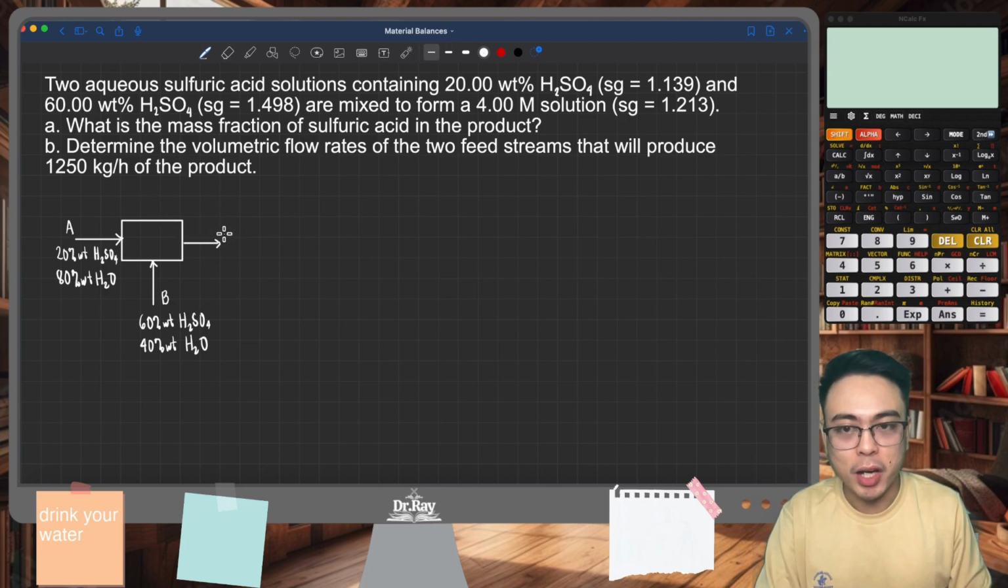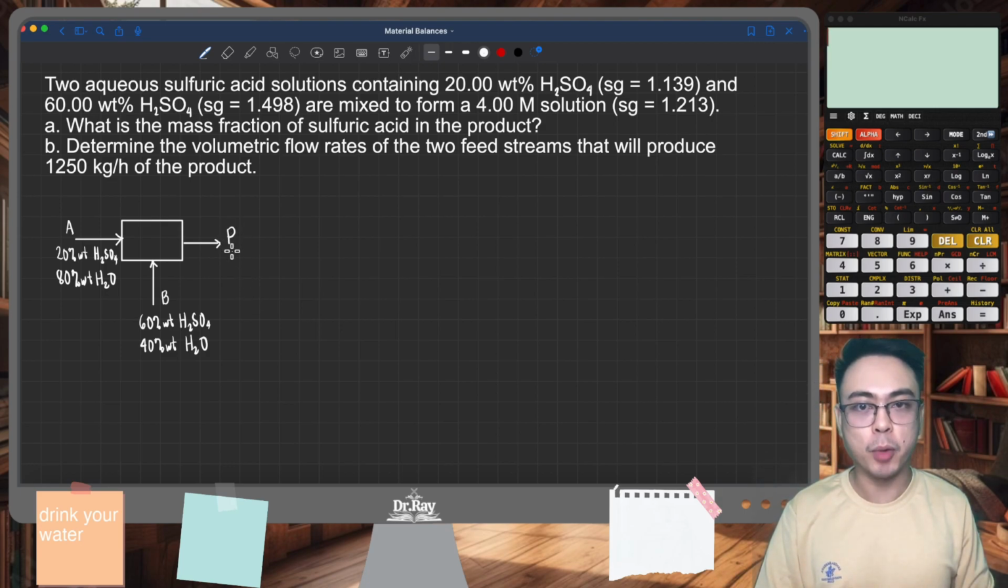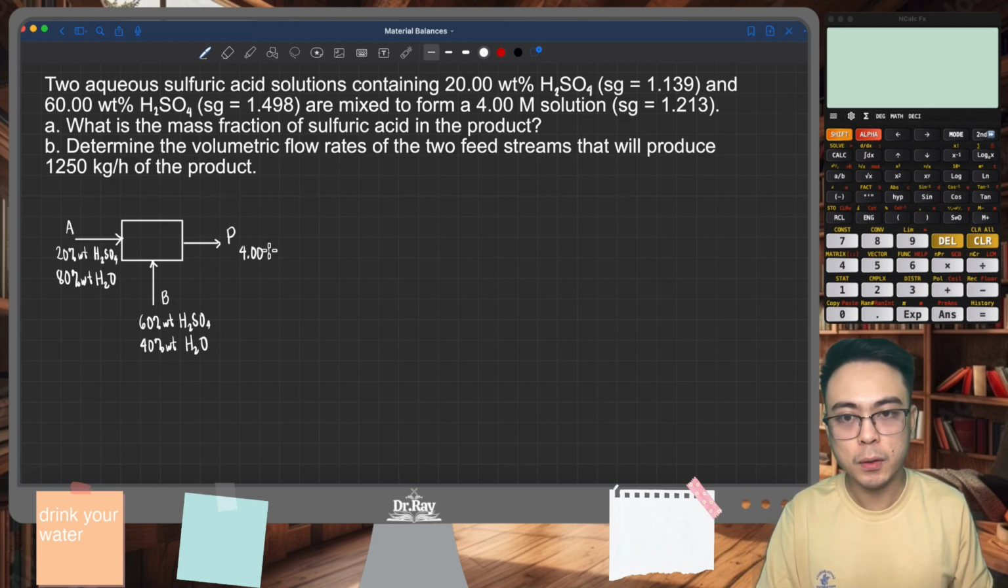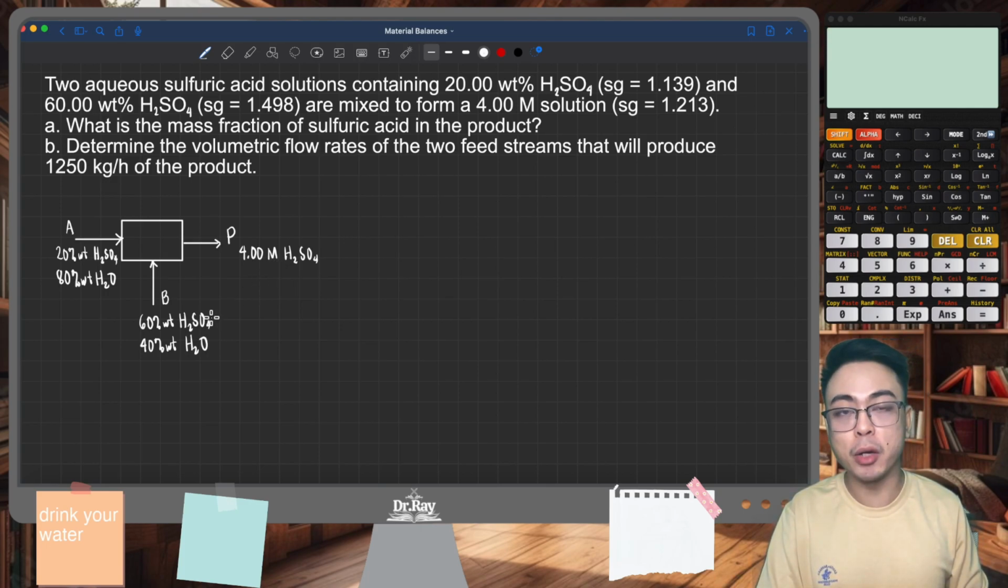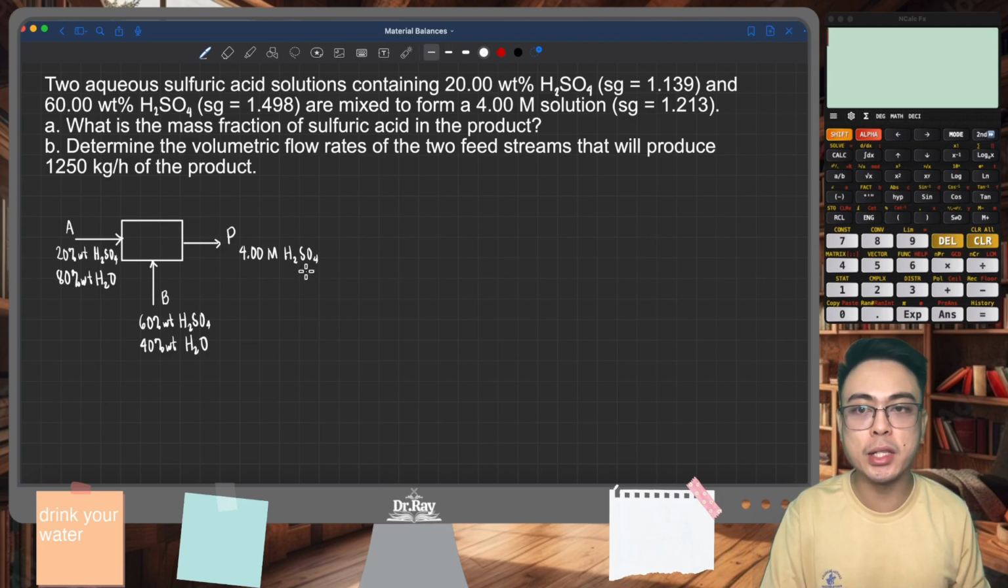My product, my one outlet stream, I'll call stream P, or the product. This is supposedly a 4 molar solution of sulfuric acid. However, we cannot leave this simply as 4 molar because we cannot perform our material balances with a molar concentration. Typically, we have to convert everything to percent by weight or percent by mass in order for us to do the overall material balance and the species balances.